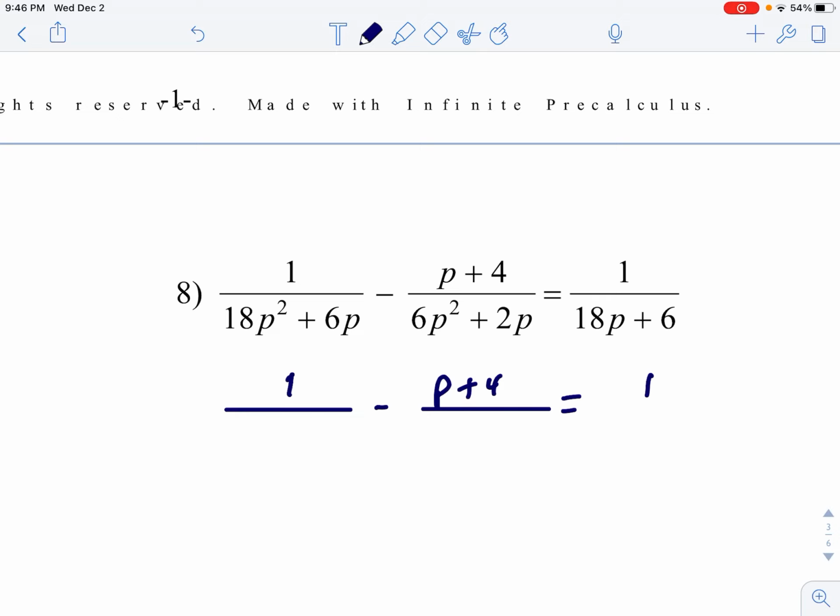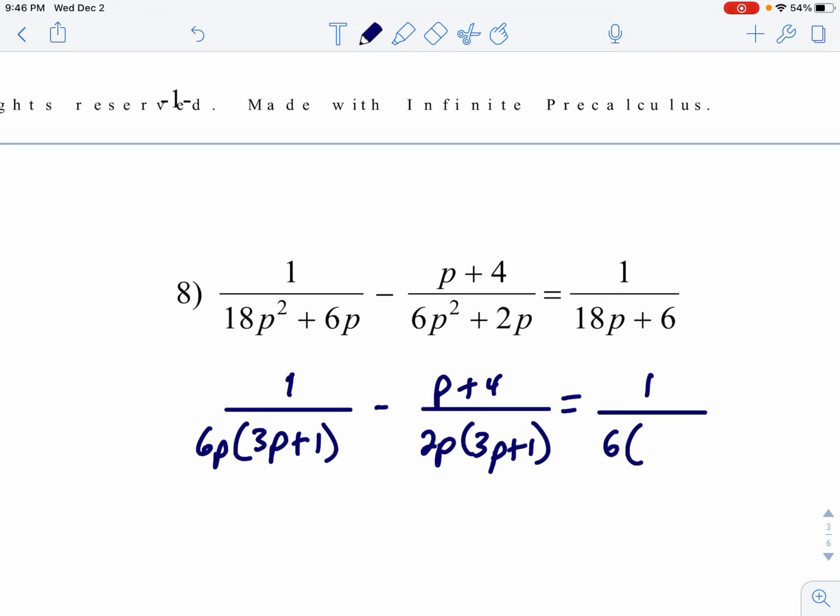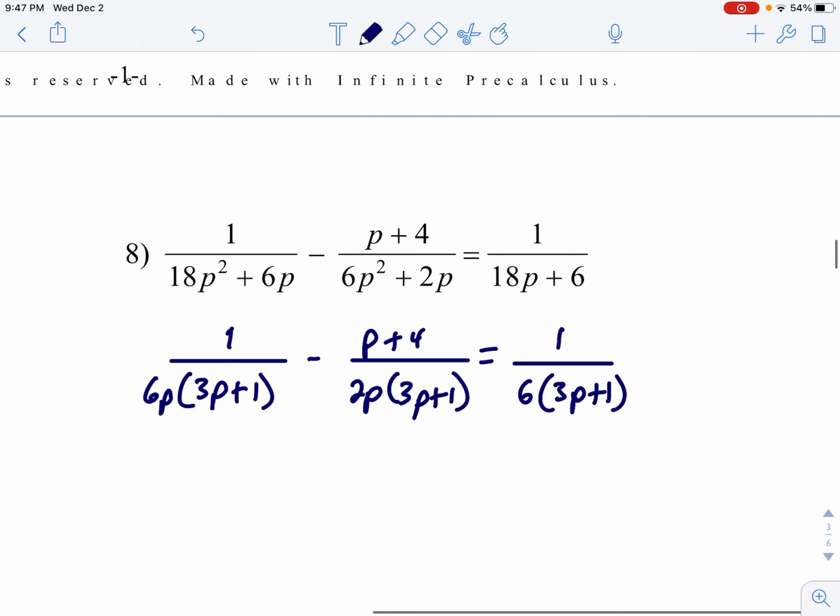Hold on. I like to get that nice straight line. Okay, so factor the denominators. If I factor the first denominator, I can factor out a 6p, and that's going to leave me with 3p plus 1. If I factor the next denominator, I can bring out a 2p, and that's going to leave me with 3p plus 1. And then the other final denominator, I can factor out a 6, and that's 3p plus 1.